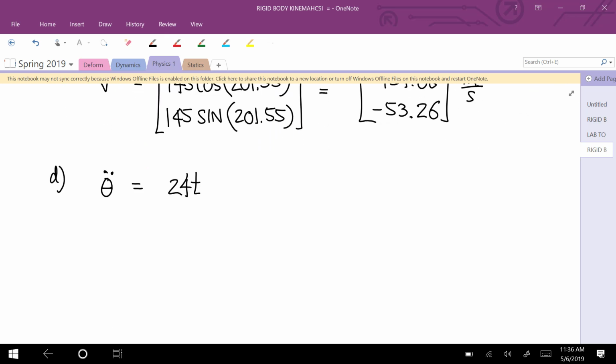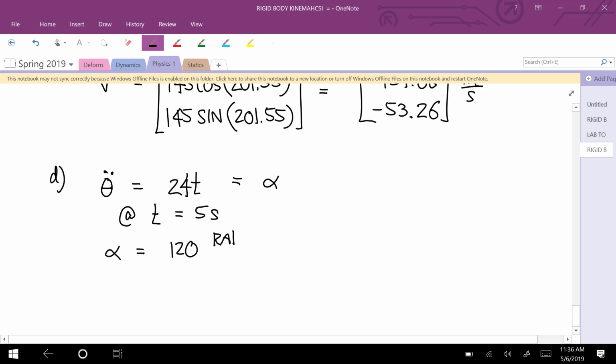And then when time is 5 seconds, this is going to be our alpha. And alpha is equal to 24 times 5, which is 120 radians per second squared.